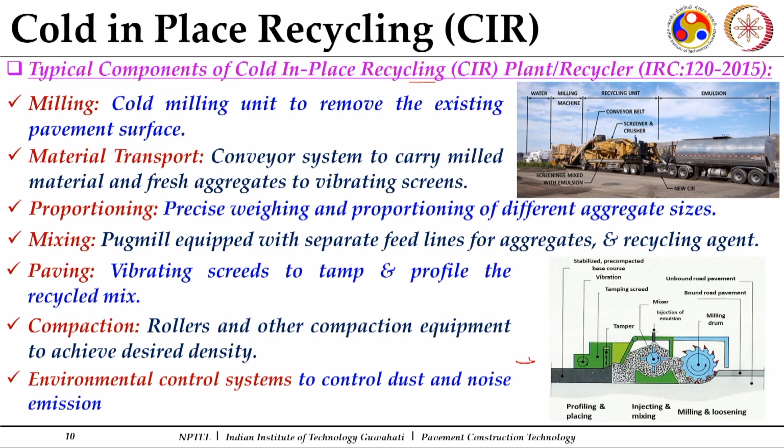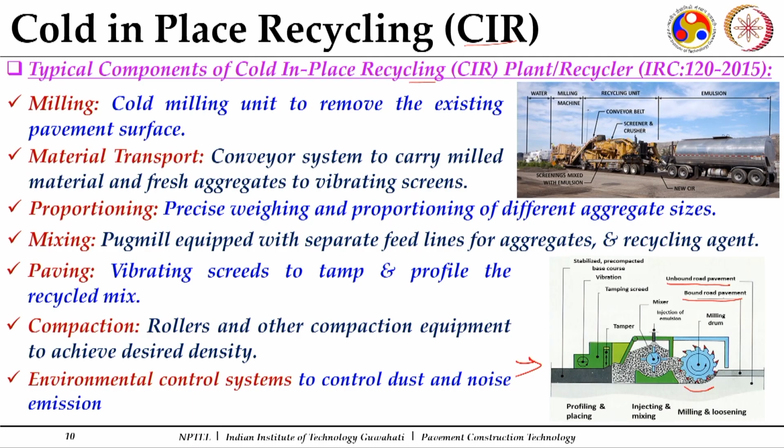We can try to understand this particular one. This is a recycler. So, you have the milling drum which is going. This one shows where you can go for greater depths also. This is a typical one where you can see it is written as unbound pavement also, bound pavement also. So, it can mill to greater depth, but when we are going for cold in place recycling, definitely the depth will not be more than 100 mm.